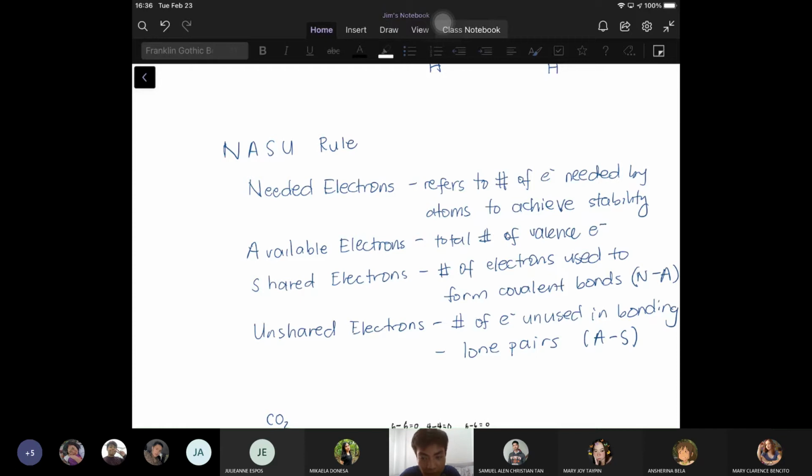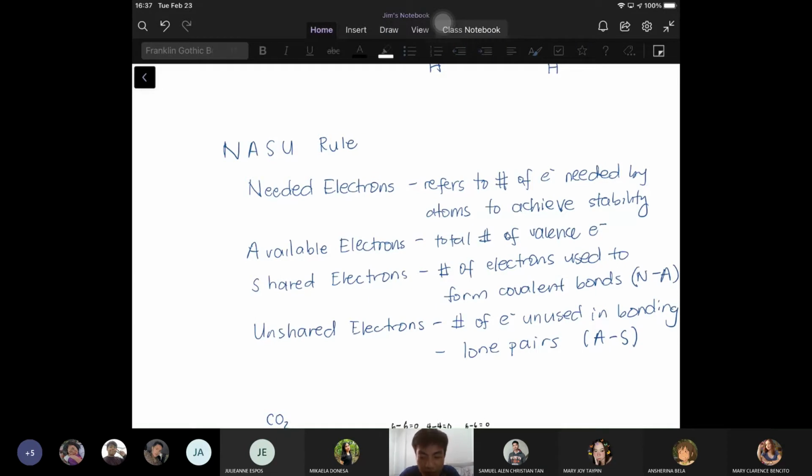So usually 8 yung electrons na kailangan. Why? Because the atom has to fill up the s and the p orbital. So pwede siya maging noble gas configuration. Okay, so yun yung needed electrons. That's usually 8, no? Except for hydrogen, which is 2. Okay? And the next one, available electrons.